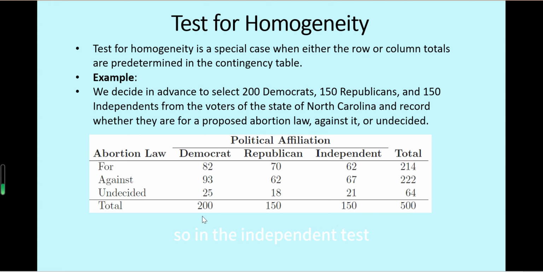So in the independence test, the row and column marginals are not predetermined. But here, the column marginals are predetermined and the row marginals are not predetermined. They are random.